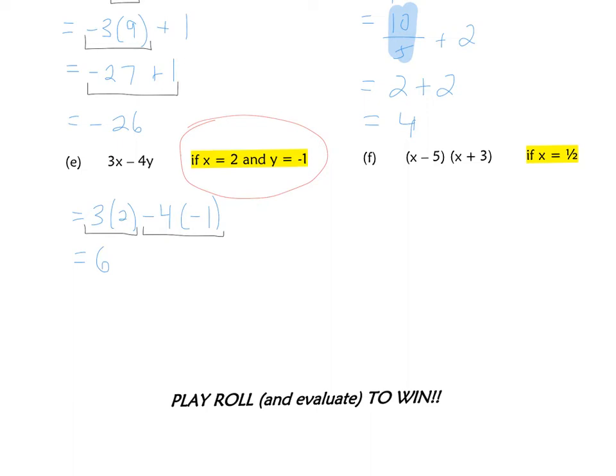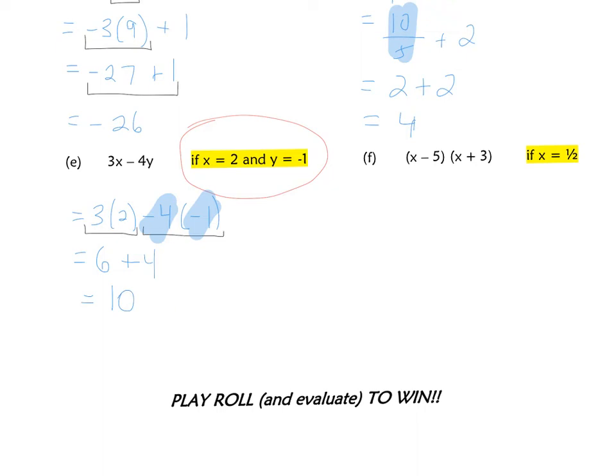So remember we talked about terms last unit. So we have actually, technically, here a -4 times a -1. Okay, so -4 times -1 gives me +4. So we have 6 plus 4 gives me 10. And that's your final answer.